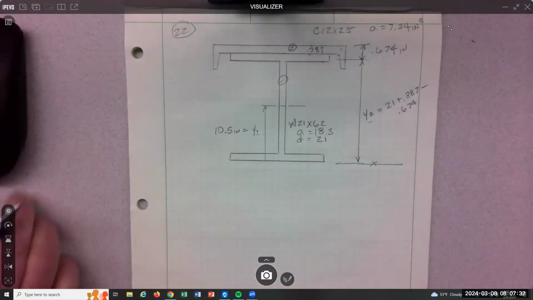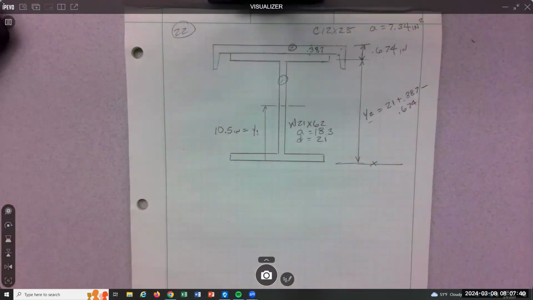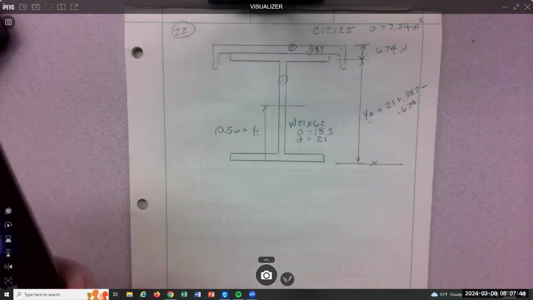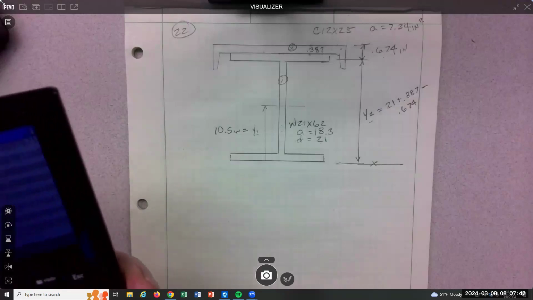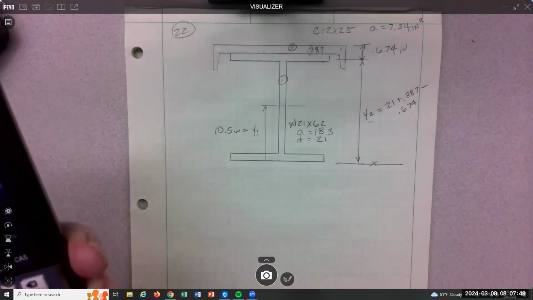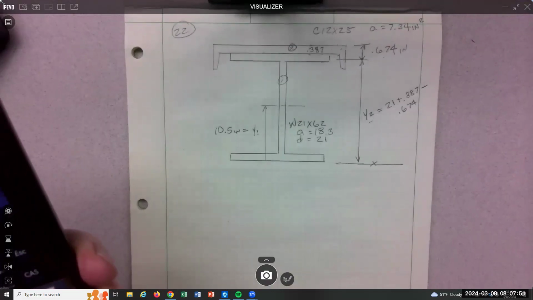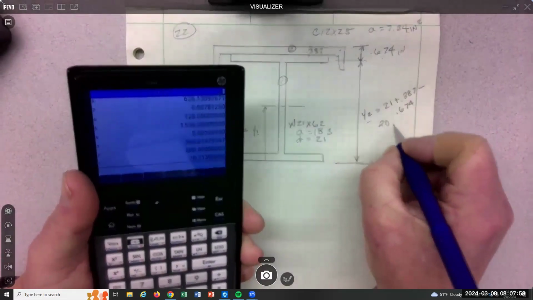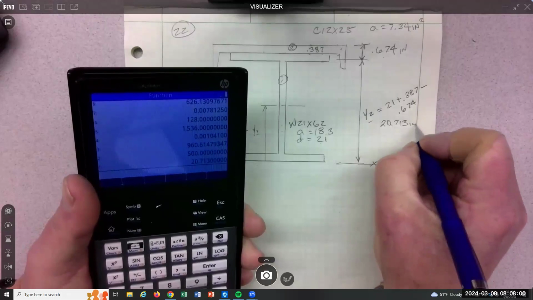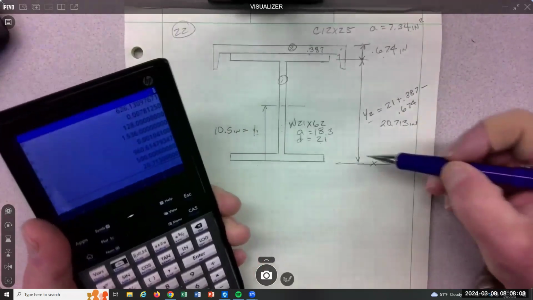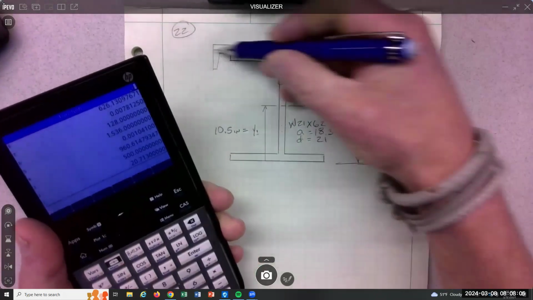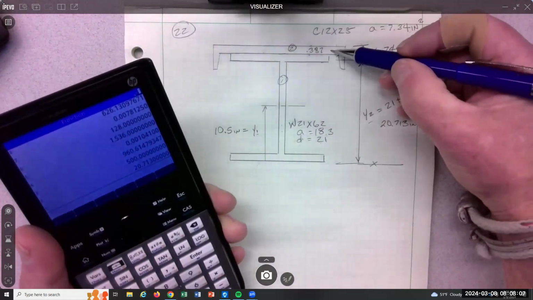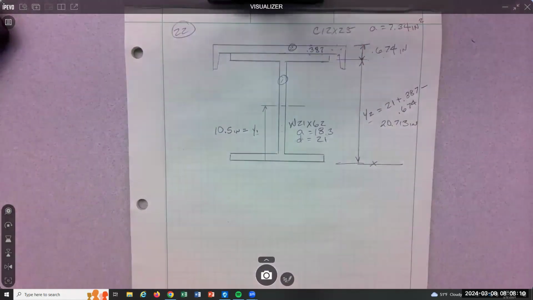What do we get for that number? 21 plus 0.387 minus 0.674 is 20.713. So that's from the bottom up to the centroidal axis of this shape in the wrong position.